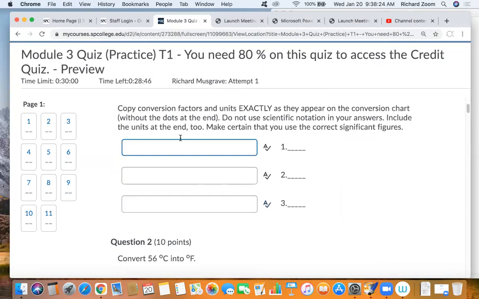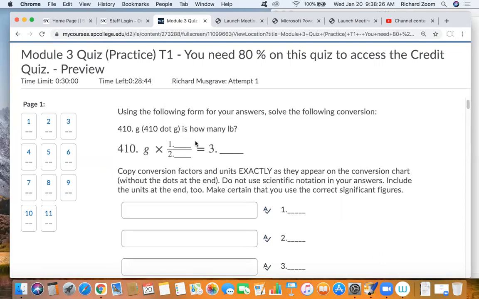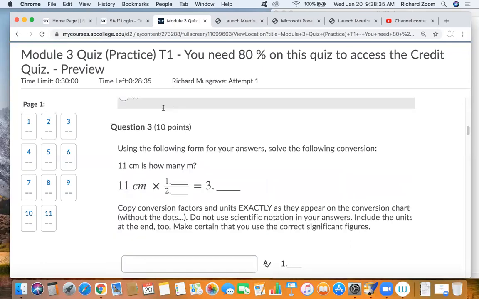So the credit quiz is going to be pretty much the same as the practice quiz, at least in formatting, and it'll be different questions each time, but you'll get 2 attempts at the credit quiz. You have unlimited attempts at the practice quiz.